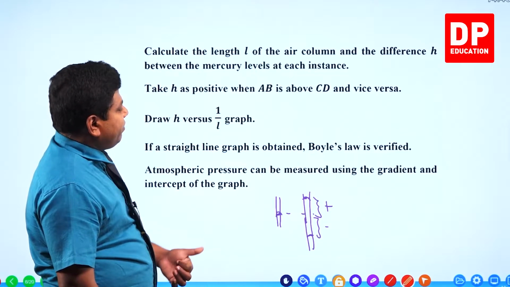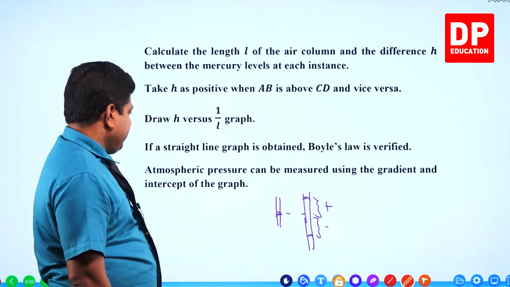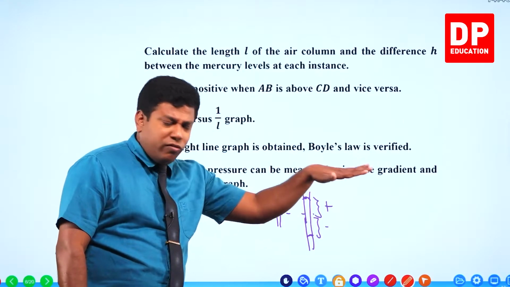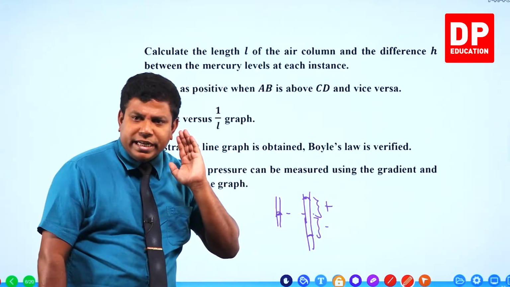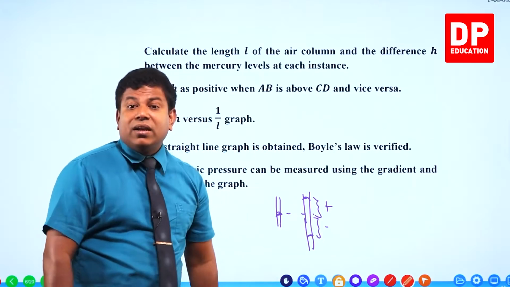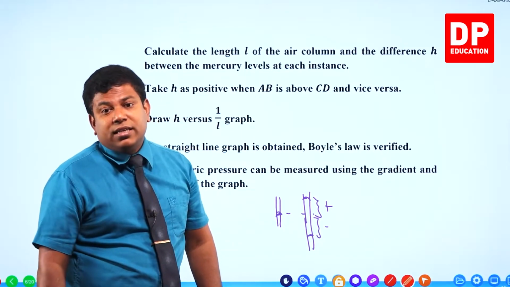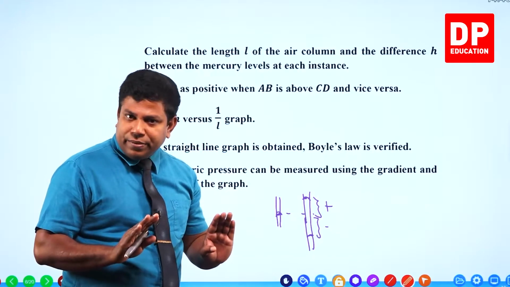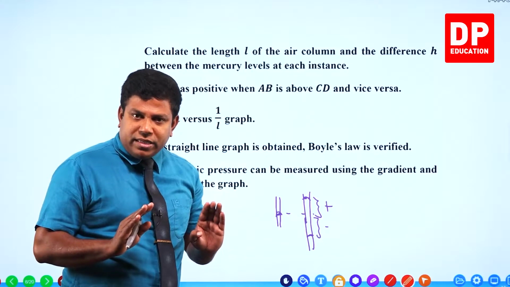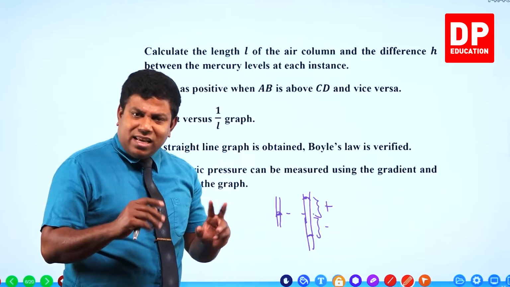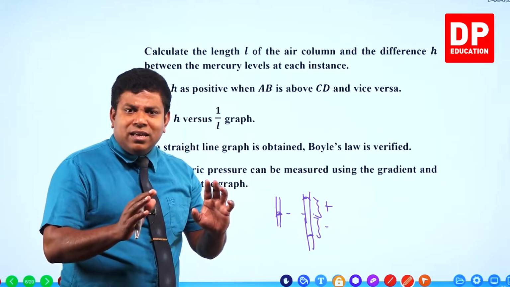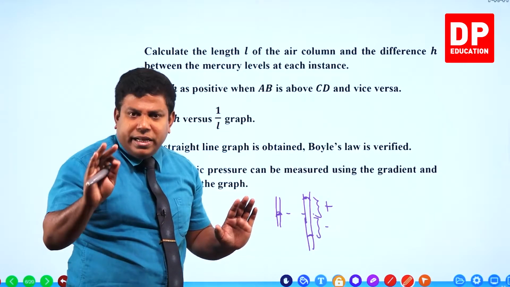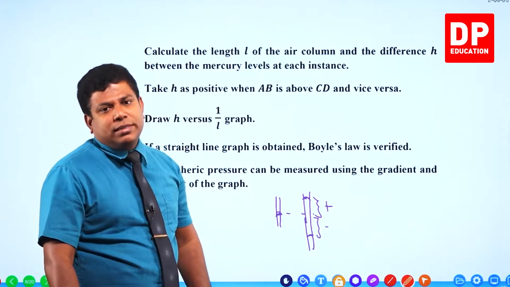If a straight line graph is obtained, Boyle's law is verified. Atmospheric pressure can be measured using the gradient and intercept of the graph. See, Boyle's law will be verified the moment you get a straight line. If you go a little beyond that, finding the gradient, finding the intercept, and dividing, you can find the atmospheric pressure. This is what the experiment is. Shall we do this experiment and see how we are going to do it? It's very simple, because there is nothing much to arrange. You take the apparatus, just adjust the height, get 5 readings and draw the graph. Such a simple experiment it is. Let's see how we are going to do this.